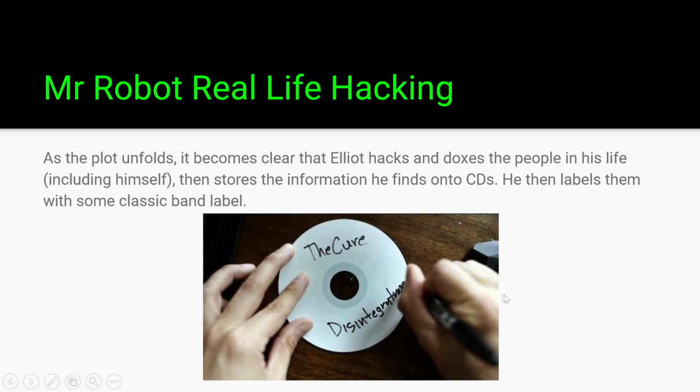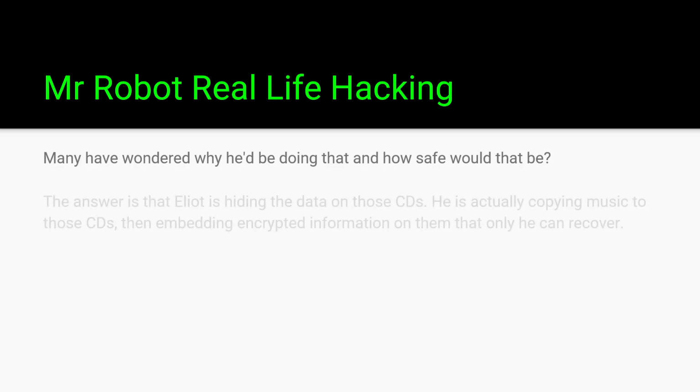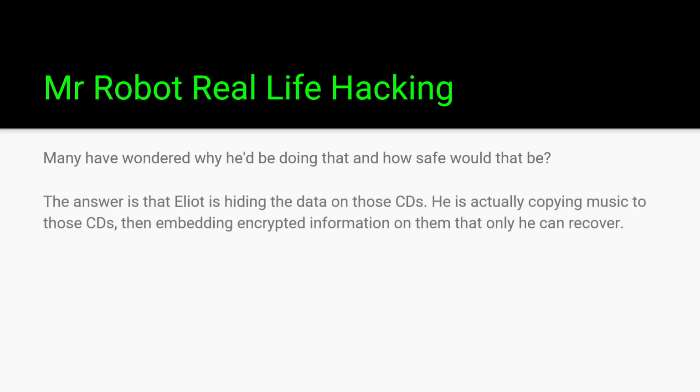So, for example, in this image you can see, you remember that he used The Cure, whatever he typed on the CD, okay? Now, many have wondered why he would be doing that and how safe that would be. The answer is that Elliot is hiding the data on those CDs. He is actually copying music to those CDs, then embedding encrypted information on them that only he can recover.